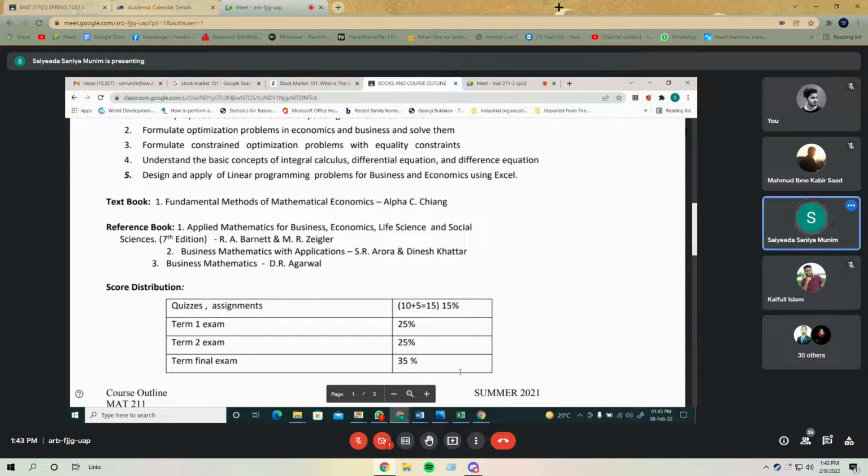No late assignments are allowed. You must submit them on time. Midterm 1 and midterm 2 carry 25 marks each. Usually I take the midterm exams out of 50 and convert them into 25. The final exam is also taken out of 50 and then converted to 35. So that is your total 100 marks.